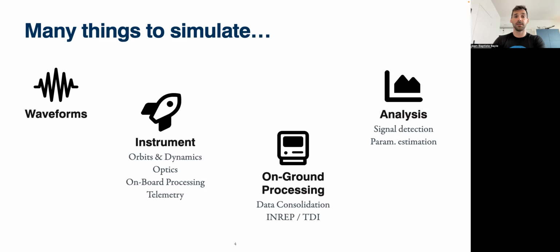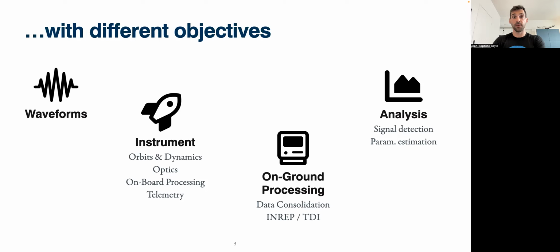You can also simulate the on-ground processing, which starts with some kind of data consolidation. This is the famous L0 to L0.5. And then there is the initial noise reduction pipeline, the L0.5 to L1 part, which encompasses in particular TDI, time delay interferometry. And of course, in the end, you want to analyze your signals, so you want to do some kind of signal detection and parameter estimation.